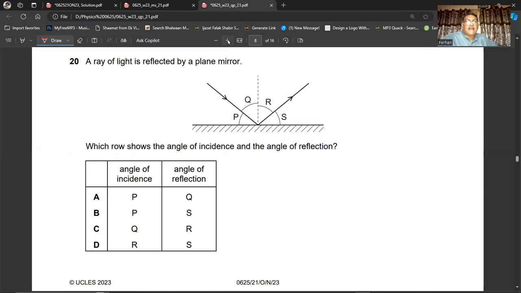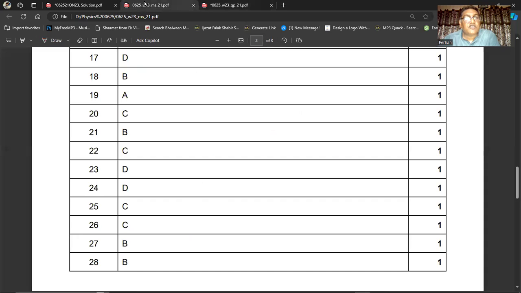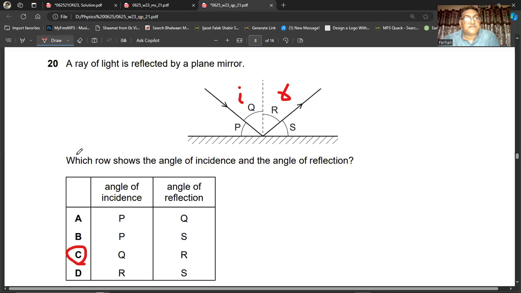Okay, so here we have question number 20. A ray of light is reflected by a plane mirror. Which arrow shows the angle of incidence? This is the angle of incidence, and this is the angle of reflection. Angle of incidence is the angle between the normal and the incident ray. Angle of reflection is the angle between the reflected ray and the normal. So the Q and the R. Angle of incidence is Q and angle of reflection is R. So I think C is the choice. Question number 20, C is the right choice, sir.